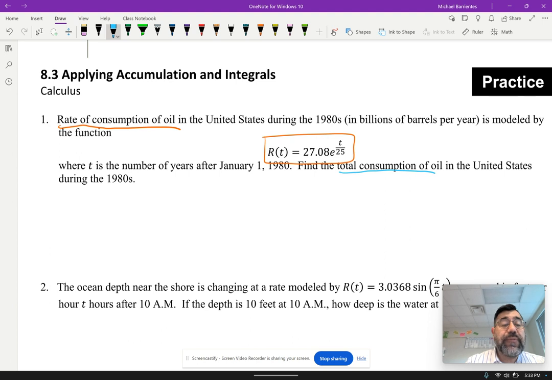The total consumption of oil. Well, this is the rate of consumption, right? So that means I can take the integral of this rate. And again, I'm just going to use the name since they gave me the name. And t is the number of years after January 1st, 1980, so I'm going to start at 0. And they want everything during the 1980s, so I'm going to end at 10. All right, 10 years later, that's the end of the 1980s. And if I find this, it's going to give me the total consumption of oil, because we're taking the integral of a rate, the rate of consumption, which would give me the total amount of consumption.